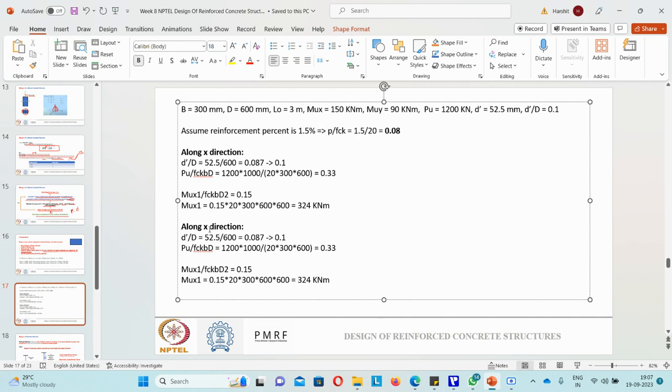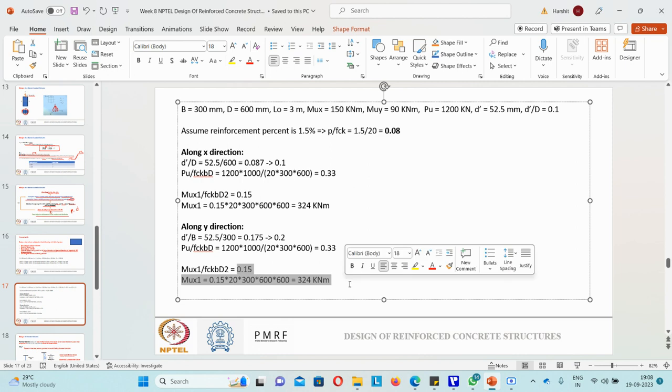Okay, so along the y direction, what changes will occur? My b dash by b will become... b is nothing but 300, so this value will now become double, 0.175. So I will assume it as 0.2. I am appending the older text so that you know the difference. My Pu by fck bD will remain the same.